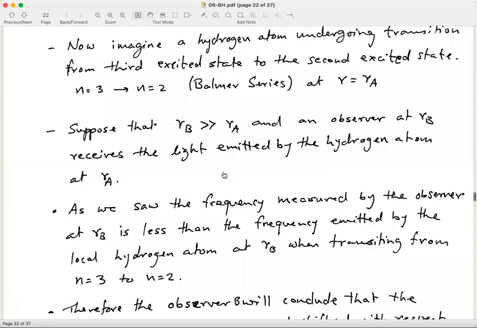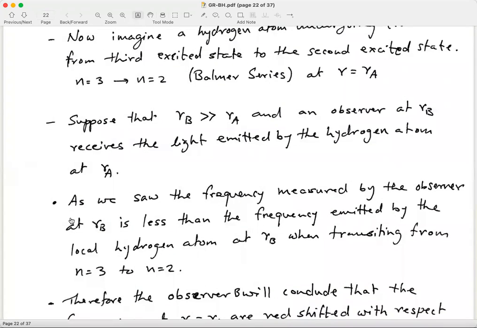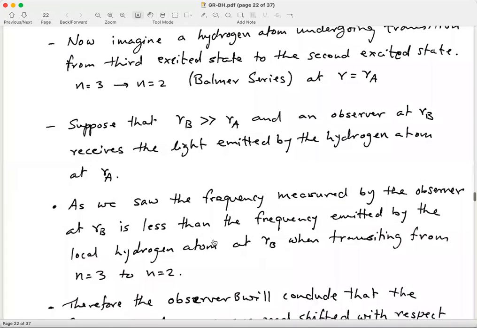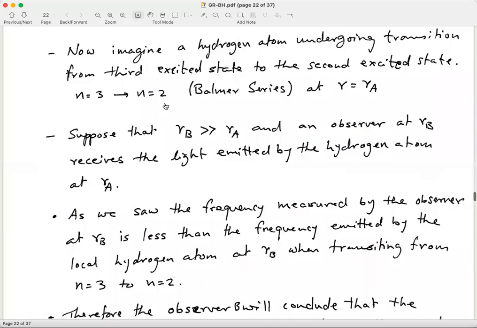Okay, and then we find that the frequencies measured at RB are less than the frequency emitted at RA. The frequency emitted at RA for our example was very specific. We looked at the Balmer series, the n equals 3 to n equals 2 transition. Okay, so that corresponds to one of the visible range of lights, and we should be able to detect this one by bare eyes.